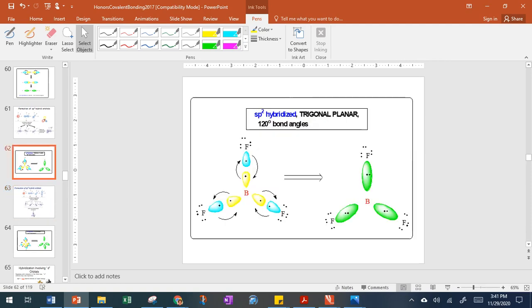Okay, so an example of this is boron trifluoride. So that has a 120-degree bond angle. To have that kind of bond angle, we use the sp2 hybrid orbitals.